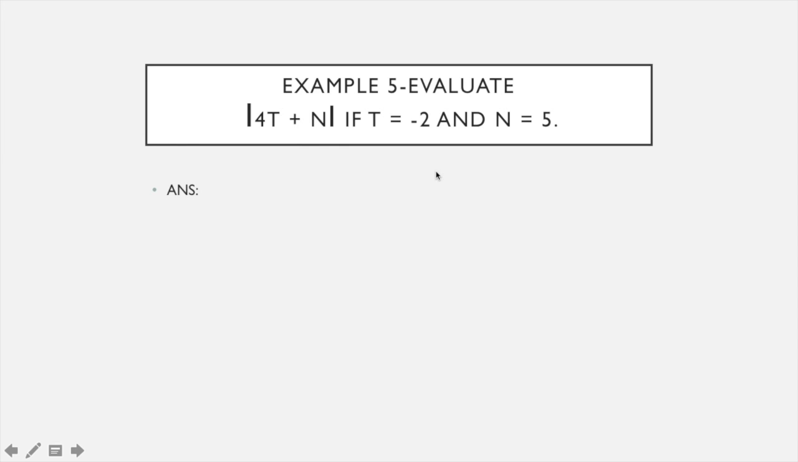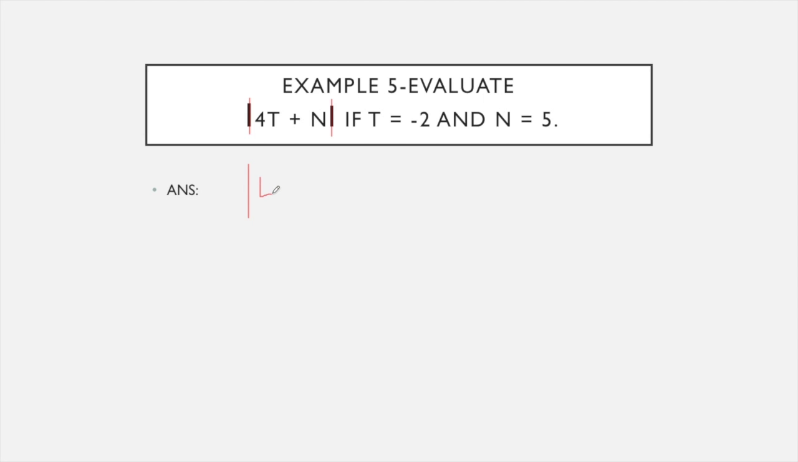Now say you have a problem like example 5. You're asked to find the value of this expression when the variables are equal to these numbers. So these evaluate problems, all you have to do, these are the easier version of the absolute value. Just plug in the numbers they give you and then simplify. So they tell me this is what we have. These are the absolute value bars. 4 times t plus n. T is negative 2, n is 5. So what do we get as a number?